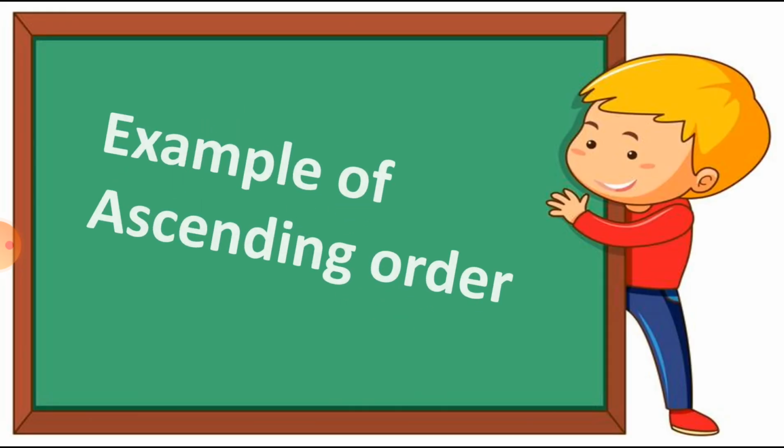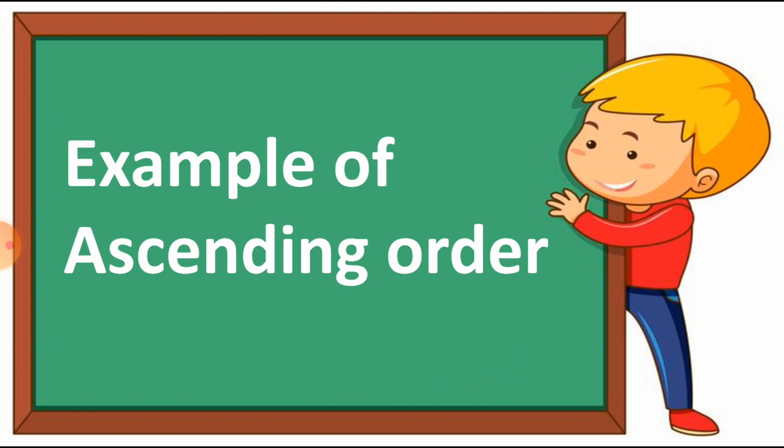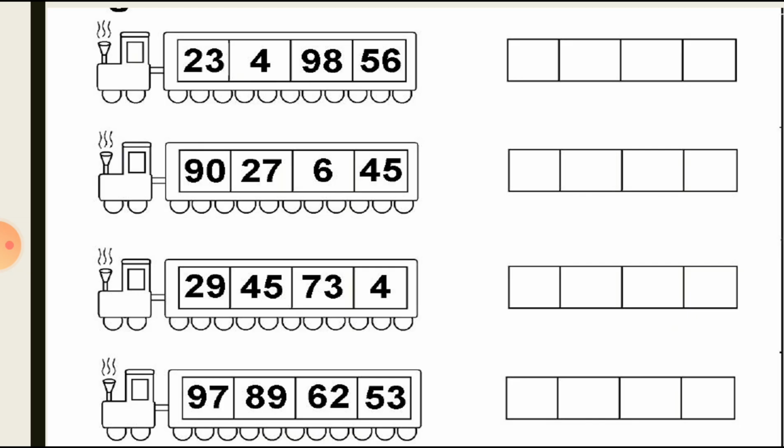Now let's see an example of ascending order, so you will understand this better. Here are some examples for you. Let's solve this. First, we will arrange these numbers in ascending order. As I told you, we have to take the small number first. The first one: 23, 4, 98 and 56. From these numbers, the smallest number is... So students, here we have to take the smallest number first.